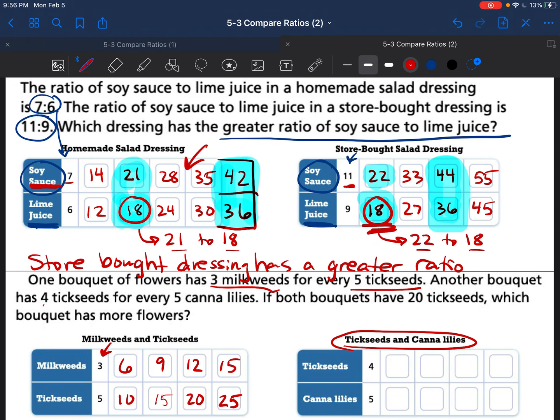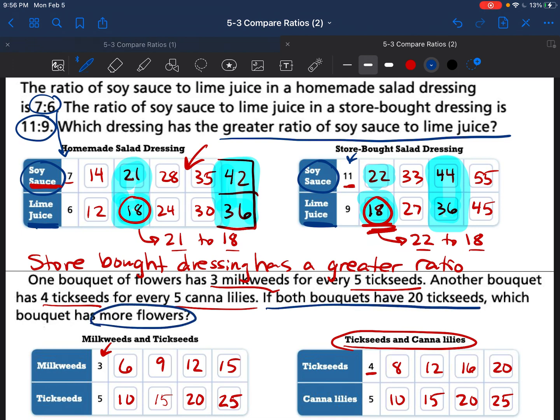And the different bouquet is 4 tick seeds for 5 canna lilies, which, again, are 2 different types of flowers. So we have 4, we're going to skip count by 4s: 4, 8, 12, 16, 20. 5, 10, 15, 20, 25. So what we're doing now, it says, if both bouquets have 20 tick seeds, which bouquet has more flowers?